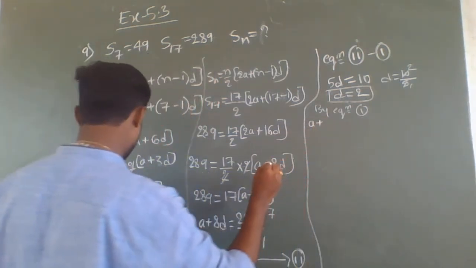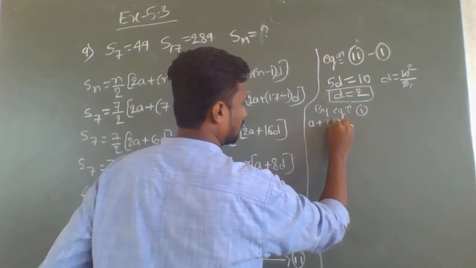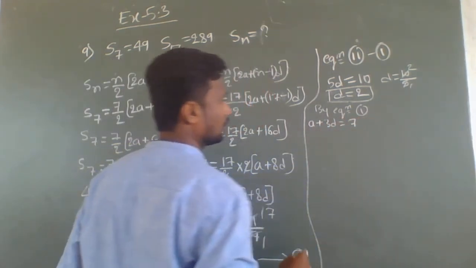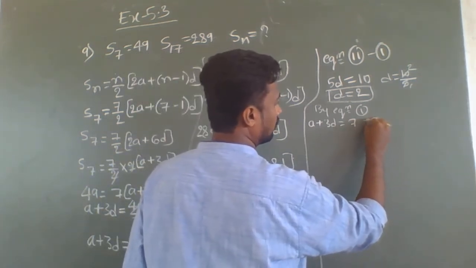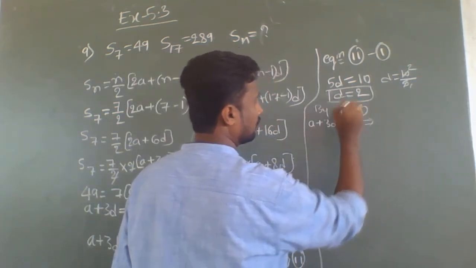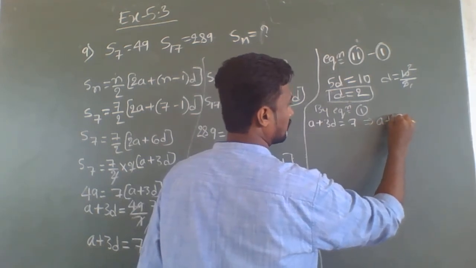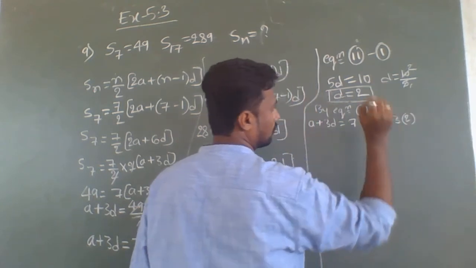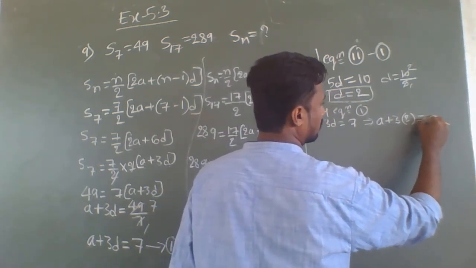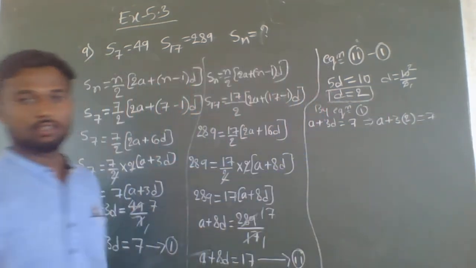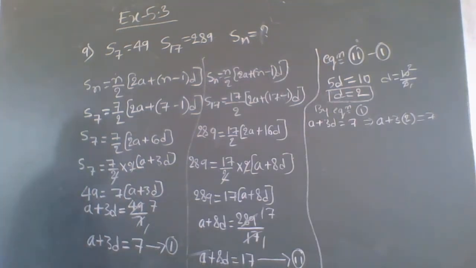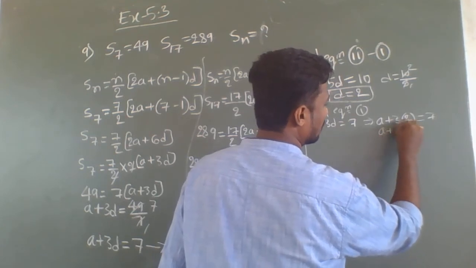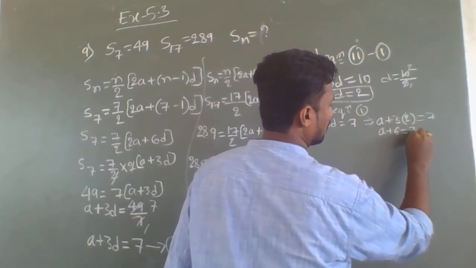A plus 3D is equal to 7 is equation 1. A plus 3D equals 7, and we got the value of D. Therefore, A plus 3 into, in the place of D, I can use 2. 3 into 2 is 6. So here A plus 6 is equal to 7.